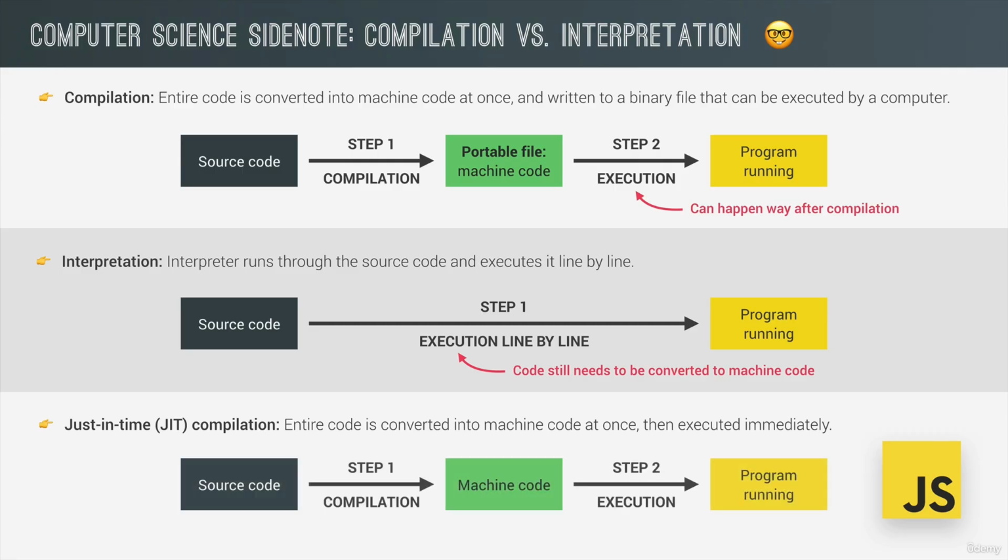So we still have the two steps of regular ahead-of-time compilation, but there is no portable file to execute, and the execution happens immediately after compilation. And this is perfect for JavaScript, as it's really a lot faster than just executing code line by line. Now, I skimmed over some details here, but this is really all you need to know. Anyway, let's now understand how this works in the particular case of JavaScript.